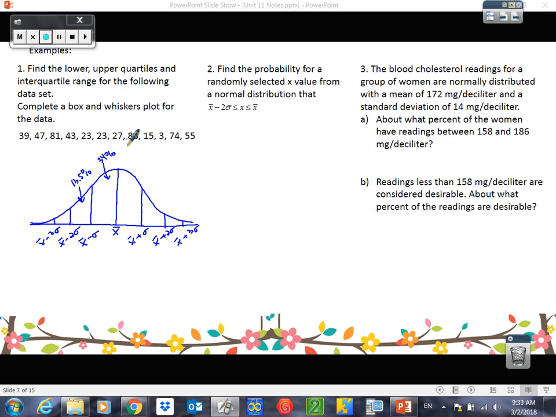Now 3 standard deviations from the mean, that was 99.7%, right? So we would take the difference between 99.7 and 95, get that number and divide that by 2. Right, and that would give us, right here, 2.35%.